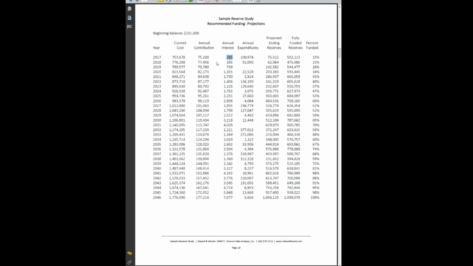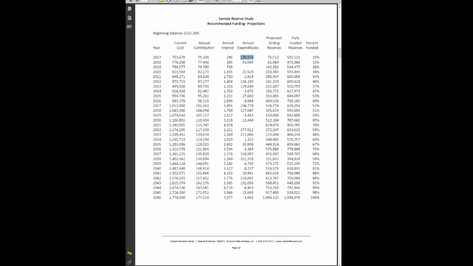Next column over is the annual interest. This is just the amount of interest that is collected on the reserve account balance in that particular year. You'll notice interest really doesn't have a huge impact compared to the inflation cost of the components. In this case, we go from $286 up to around $7,000 per year that we're estimating they'll be collecting in interest. But at that point in time, the current cost has gotten all the way to $1.7 million. So it's essentially a drop in the bucket, but it is a positive influence on the overall funding for the community.